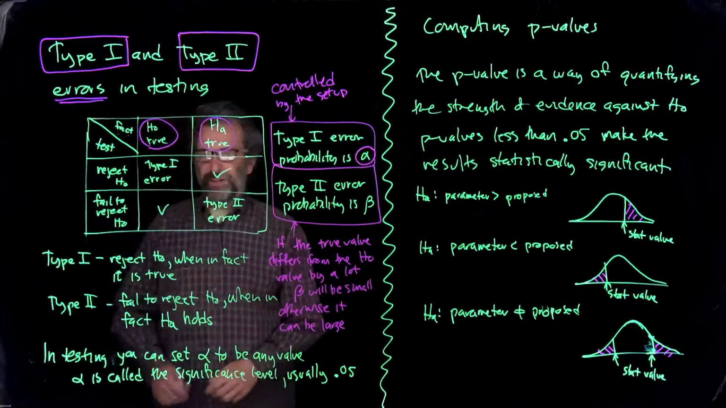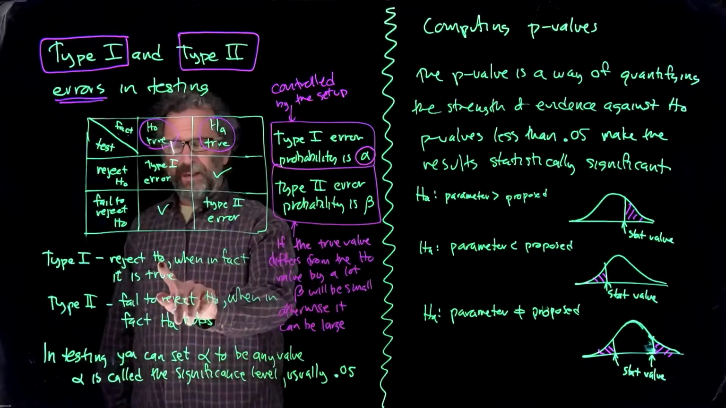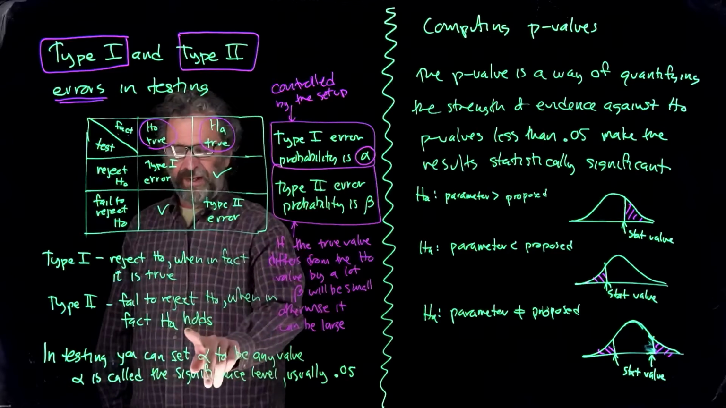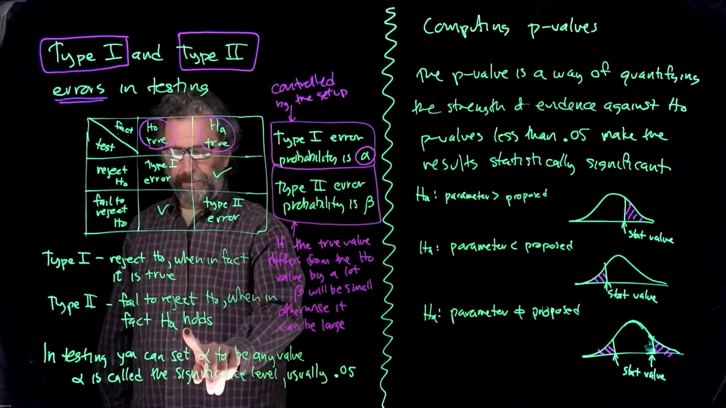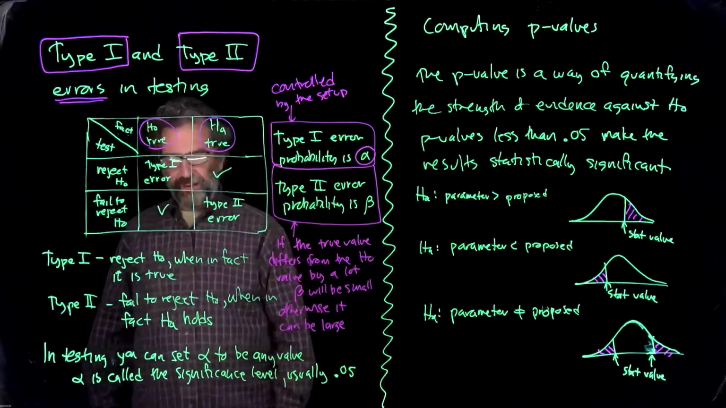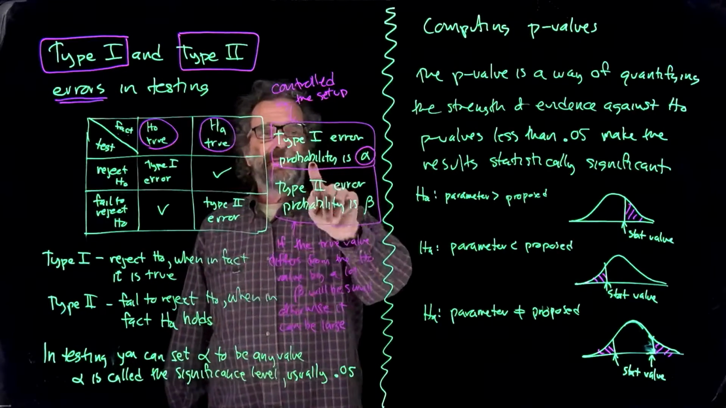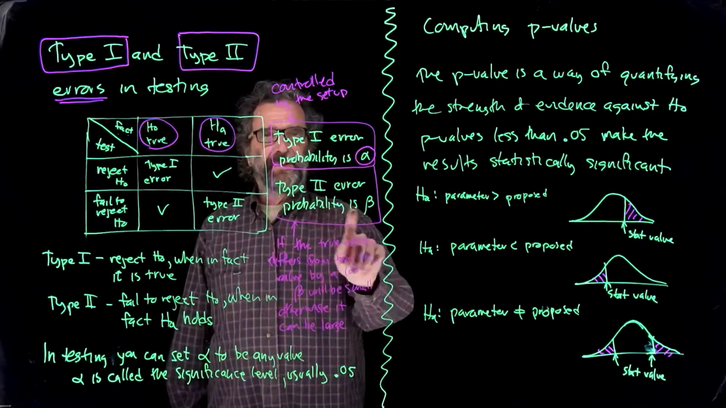So in words down here, a type 1 error is to reject the null hypothesis when in fact it is true. A type 2 error is to fail to reject the null hypothesis when in fact the alternative holds. In testing, you can set, oh, here we go, up here, I'm sorry. The type 1 error probability is called alpha, the type 2 error probability is called beta.